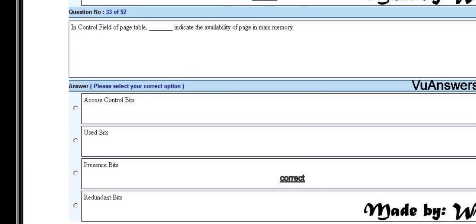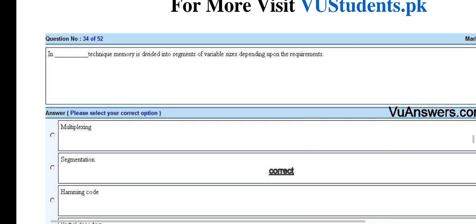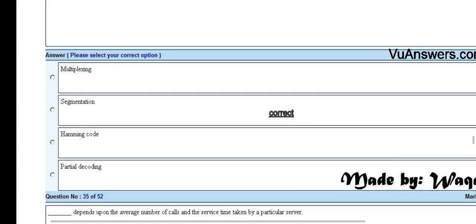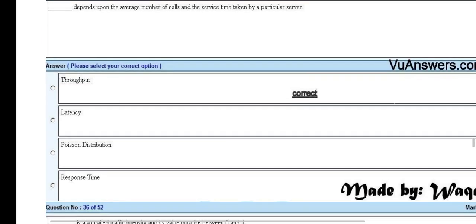In the control field of the page table, dash indicates precedence bits. In the dash technique, memory is divided into segments of variable size depending upon the requirements. Segmentation. Dash depends upon the average number of cells and the service time taken by a particular server. Throughput.